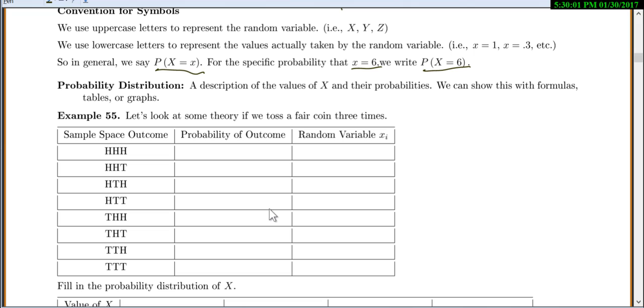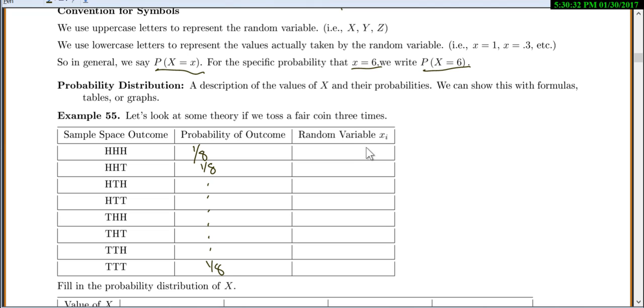Okay, so what are the probabilities and why? There are 8 outcomes and they should all be equally likely, right? So they're all 1/8.